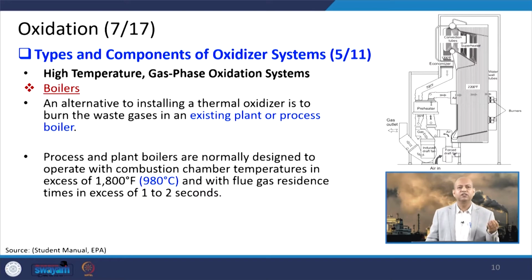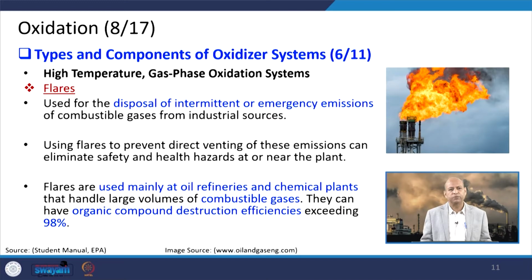So, this is another alternative to installing a thermal oxidizer, which is like burning the waste gases as the fuel, you can say. You can see here, these are the burners and this is the gas outlet, and air goes inside this. So, that way these inlet gases, which we can use as the fuel, are burnt. Some calorific value is recovered by this process of oxidization or burning, and plant boilers are normally designed to operate with combustion chamber temperatures in excess of around 980 degrees Celsius and with flue gas residence times in excess of 1 to 2 seconds. So, within that small period, that particular heat exchange happens in that device.